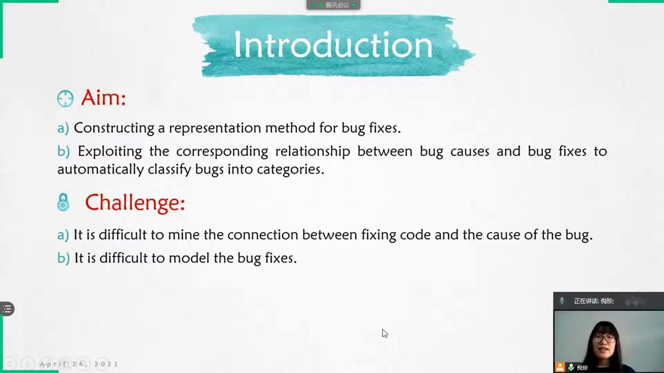So, the aim of our work is first constructing a representation method for the bug fixes. Second, exploiting the corresponding relationship between bug causes and the bug fixes to automatically classify bugs into categories.